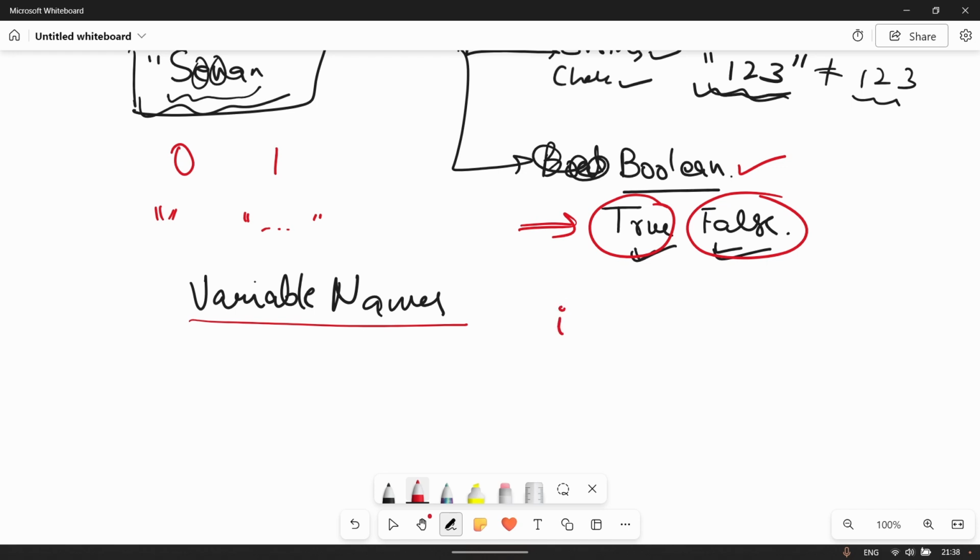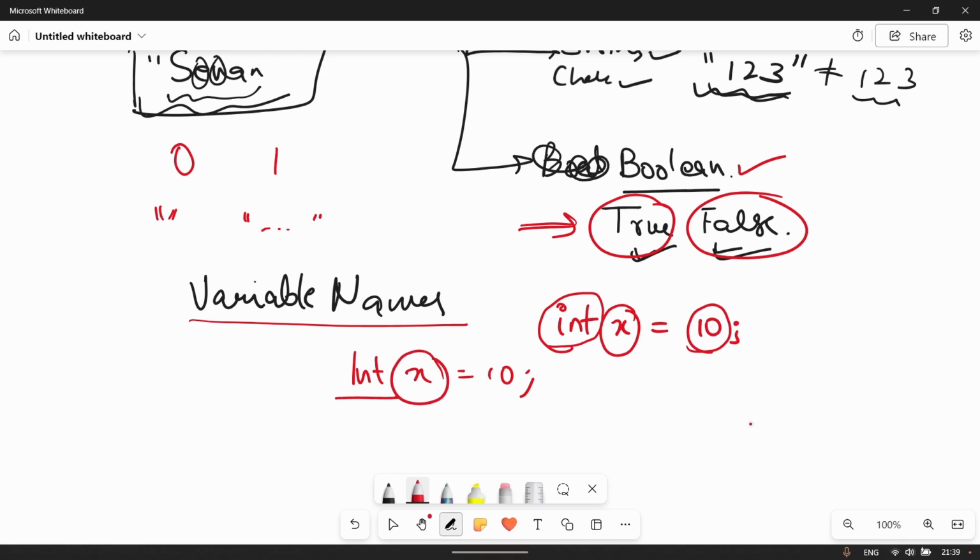So let's say if I say int x is equal to 10, and this is in C, I'm saying that there is a container which stores the data type integer, which has the value 10, and it is called x. So int x is equal to 10 basically means the data type, the name of the container, and the value that it stores. That is how you basically define a variable in any programming language. This would work in C or C++ or Java.